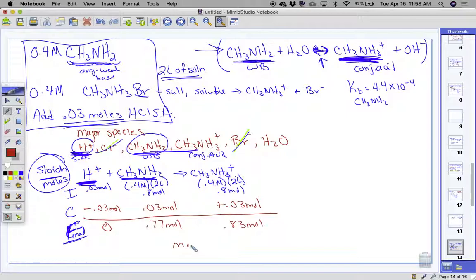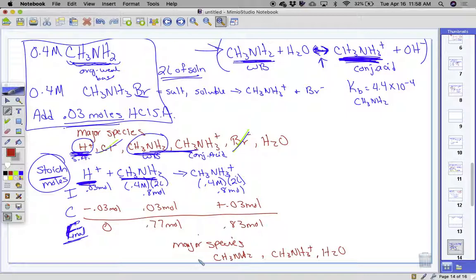Now what's left? What are our major species that are left now? CH3NH2 and CH3NH3 plus. Let me write that down. And what else? The water. And technically, Br minus and Cl minus are there, but they're spectators, so we don't care.